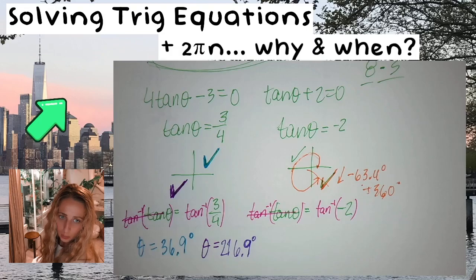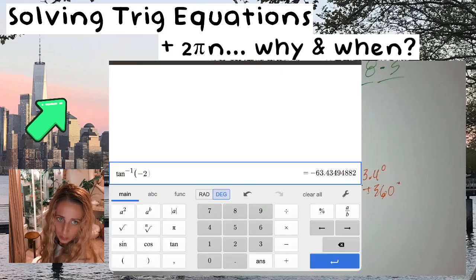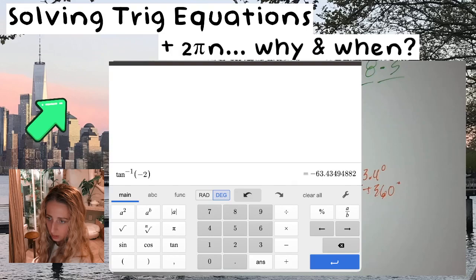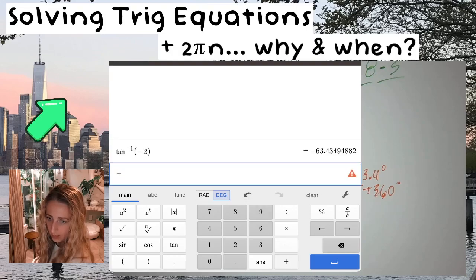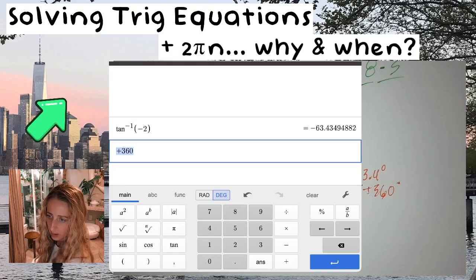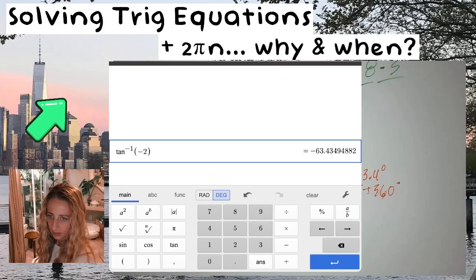So I'm going to go back over to the calculator and go ahead and do plus. Oop, I didn't hit plus. Backspace. Back. Plus 360. No. Why isn't it doing it? Get out of here. I hate this.